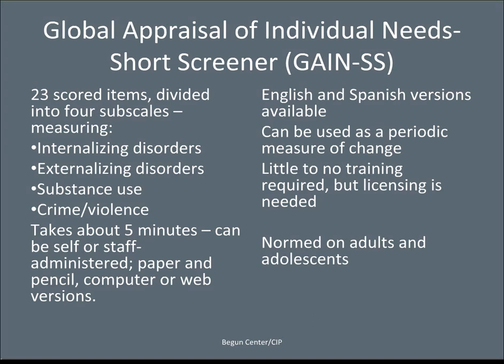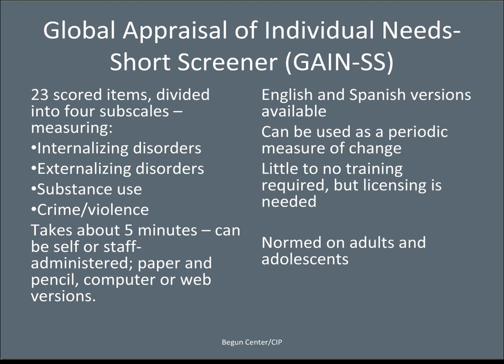The short screener has 23 scored items divided into 4 subscales. They measure internalizing and externalizing disorders, substance use, and then crime and violence. It just takes about 5 minutes, and this can be self or staff administered. It has paper and pencil versions, computer and web versions. So it's pretty versatile and it's pretty quick, but the nice thing is that it does take a look across several different areas. Internalizing, externalizing disorders. So here we have mental health, substance use, and then a social piece with the crime and violence with the justice involvement. Currently, there are English and Spanish versions available.